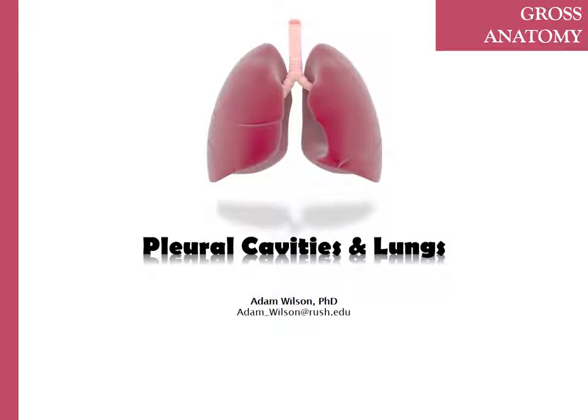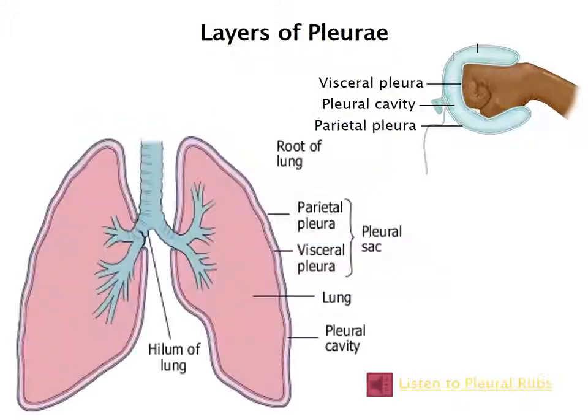In this presentation, we'll discuss the pleural cavities and the lungs. The pulmonary cavities, also referred to as the pleural cavities, and the lungs themselves are lined by serous membranes called pleurae. During lung development, the lung buds grow laterally into the pleural cavities, and as they do so, they expand into a lining of mesothelium.